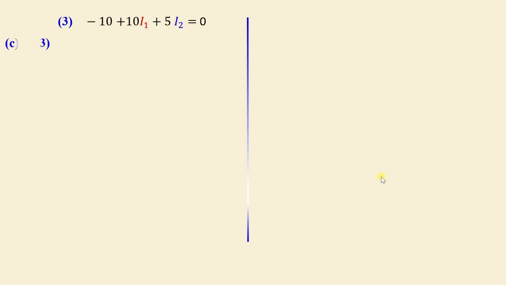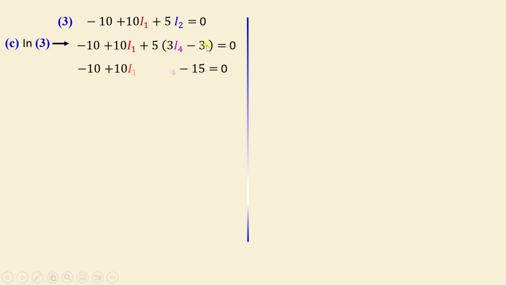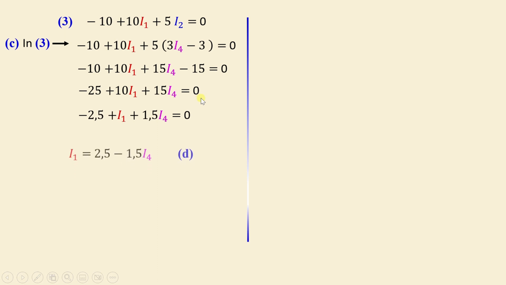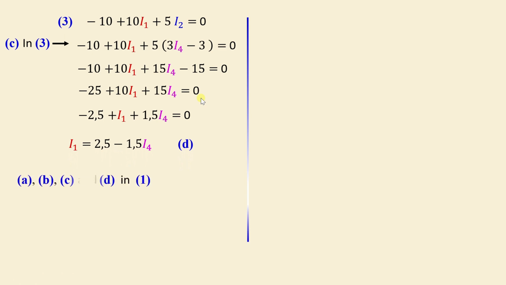If I go now to equation 3, and if I replace C in equation 3, we obtain negative 10 plus 10I1 plus 5 multiplied by 3I4 minus 3. If we continue simplifying this equation, we obtain negative 25 plus 10I1 plus 15I4. Finally, we can write I1 is equal to 2.5 minus 1.5 I4, and here we write I1 in terms also of I4, and I will call this equation D.